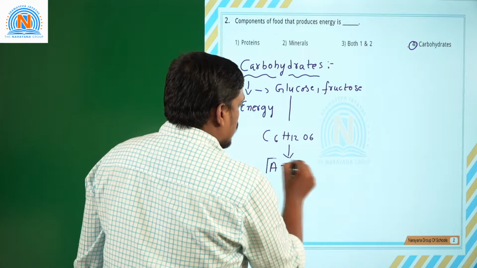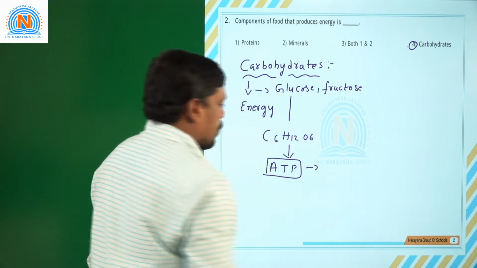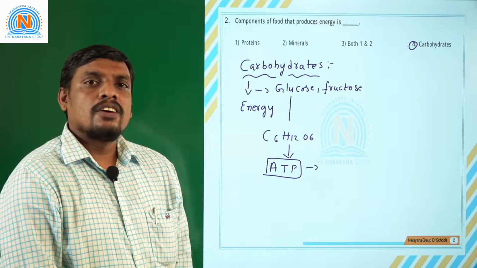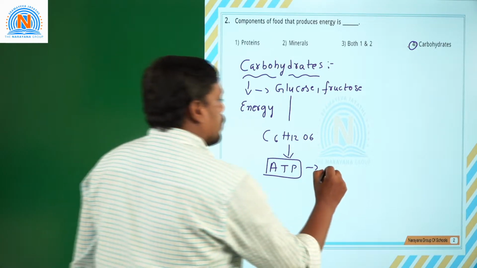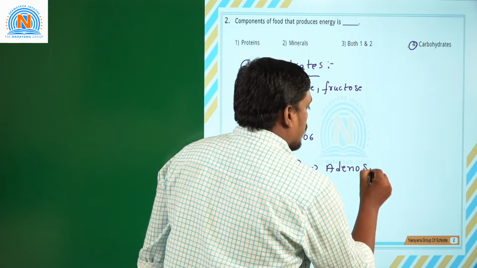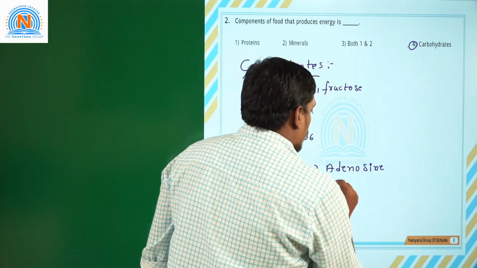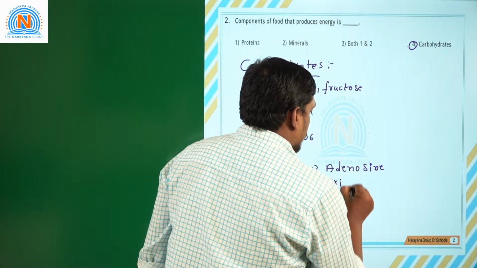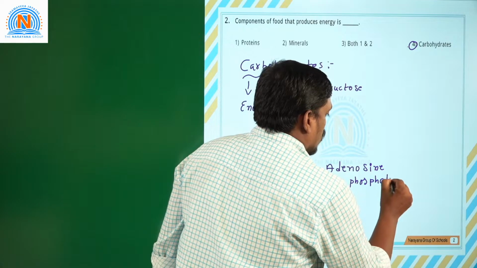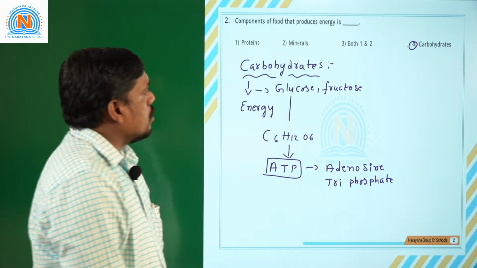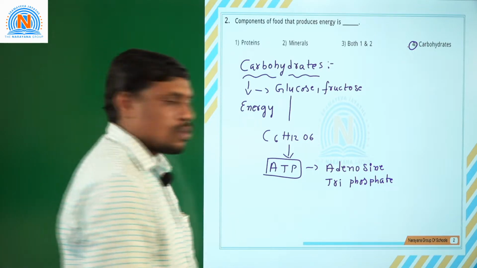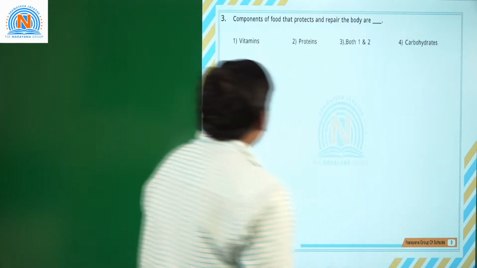In the cells, when a glucose molecule breaks down, it produces energy. The produced energy in the cell is in the form of ATP. What do you mean by ATP, students? Adenosine triphosphate. In the cells, the energy is in the form of ATP, called adenosine triphosphate. Students, the carbohydrates are a rich source of energy. So, moving on to the next question.